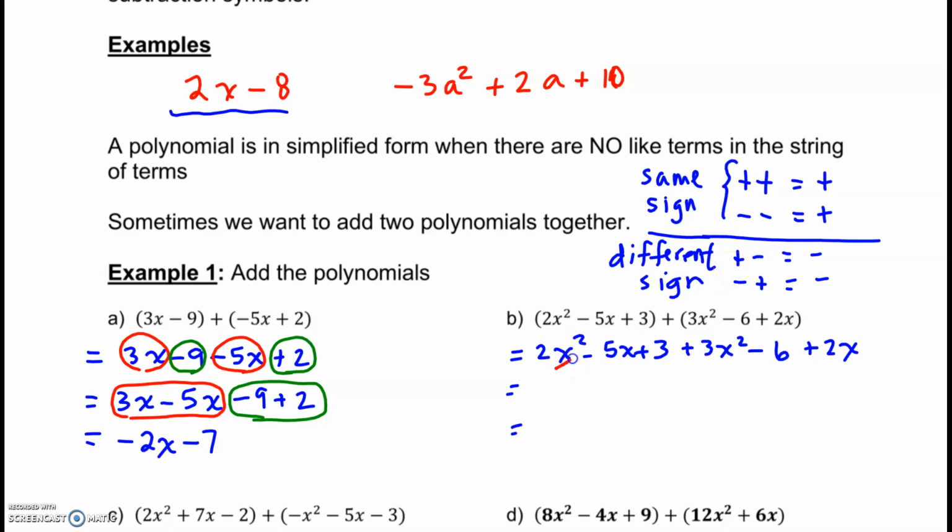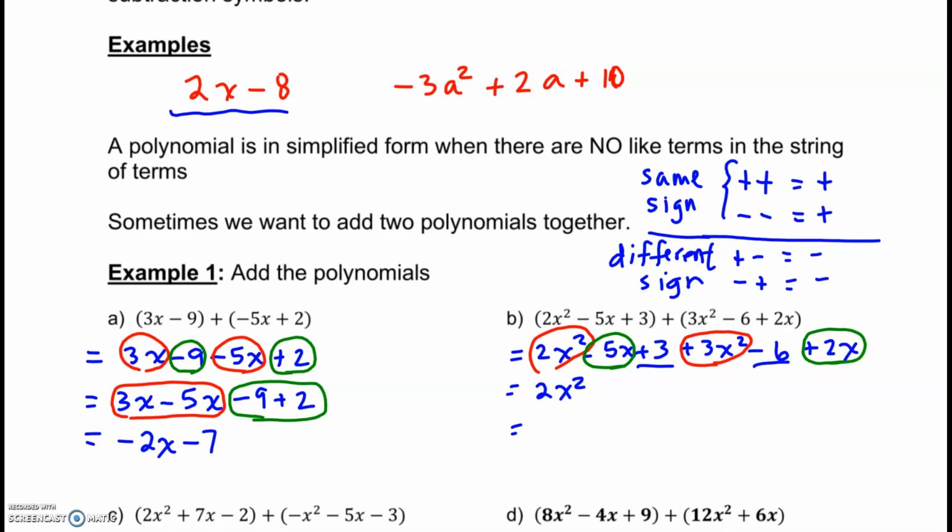So continue using colors until you feel like maybe you are strong enough in this skill that you don't have to use the colors anymore. So I just circled my x squares. Now I'm going to circle my x's. Make sure you get those signs in front. And then I'm just going to underline my constants. All right, let's write all the terms together.